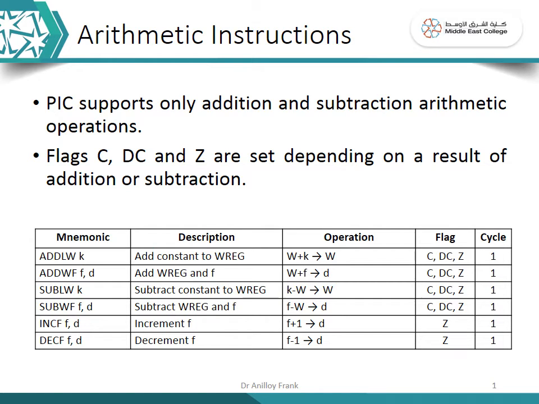The PIC microcontroller has 6 arithmetic instructions. It only supports addition and subtraction. While executing the arithmetic instructions, flags C (carry), DC (digit carry) and Z (zero) are affected. The arithmetic instructions are ADDLW, ADDWF, SUBLW, SUBWF, INCF and DECF.